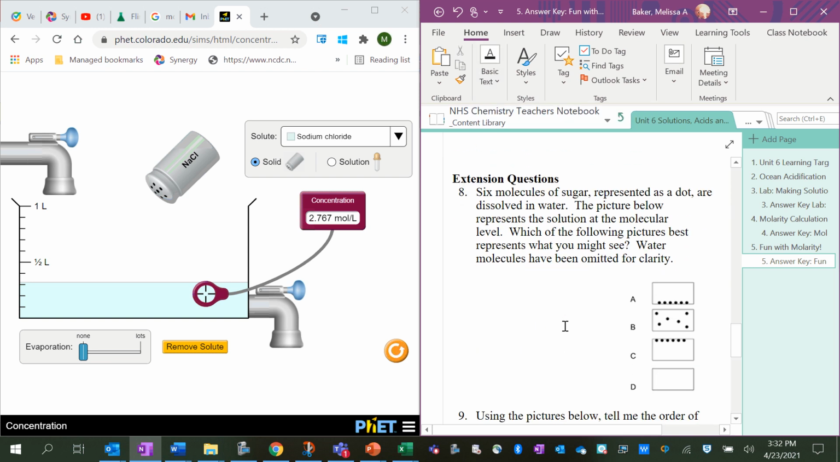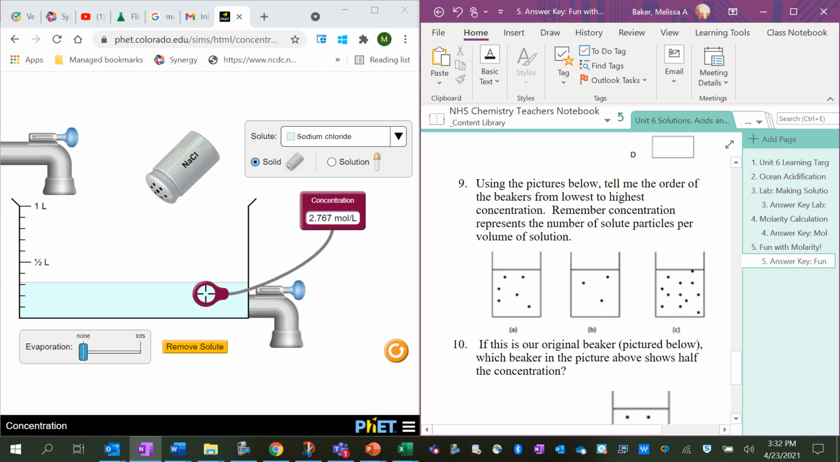Extension questions. 6 molecules of sugar represented as a dot are dissolved in water. The picture below represents the solution at the molecular level. Which of the following pictures best represents what you might see? So they spread out because they're in constant motion. Using the pictures below, tell me the order of the beakers from lowest to highest concentration. So this is lowest, and this is highest, and this one's in the middle.